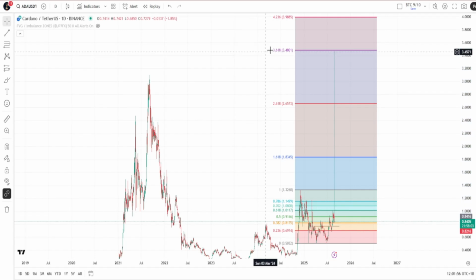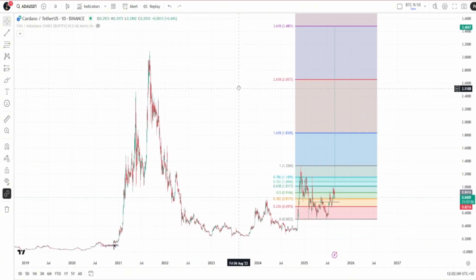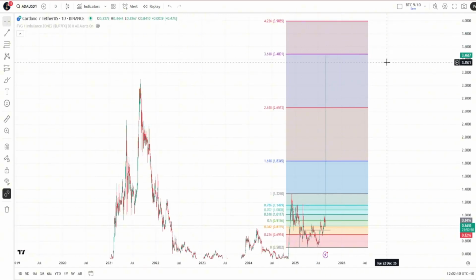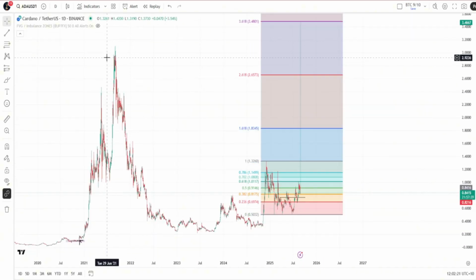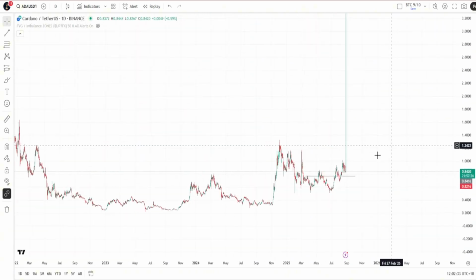I would most likely be targeting this 3.618 and not a full extension like we are on XRP, because ADA's chart is very different. It hasn't broken out from its all-time high. It's not consolidating up here at the heights like XRP is. It's actually performing quite different from a lot of the coins that we're looking at. So even if it was to make it back to its all-time high, I do think that would be a pretty good move.